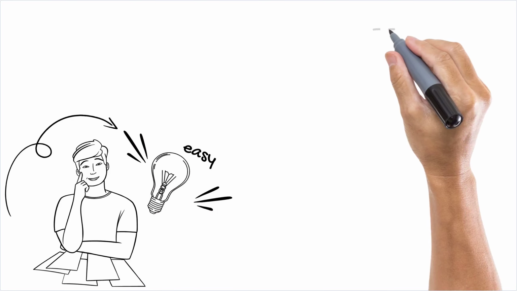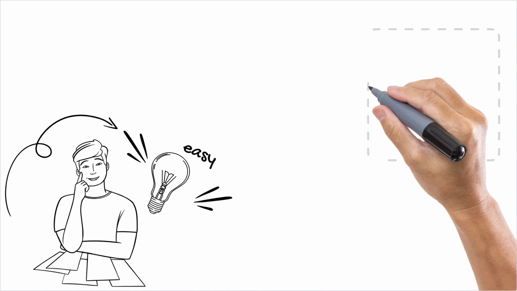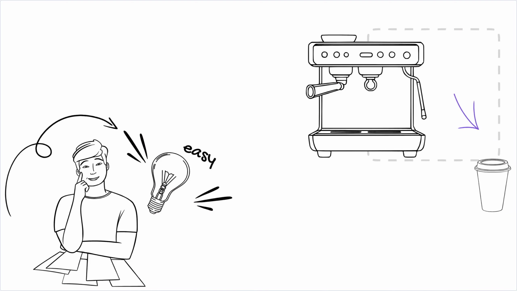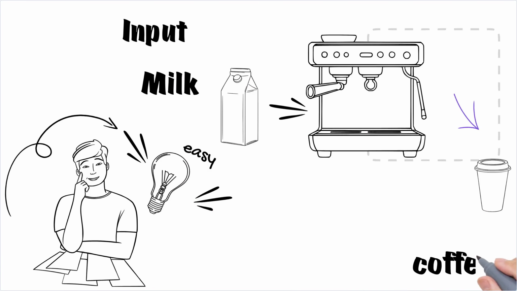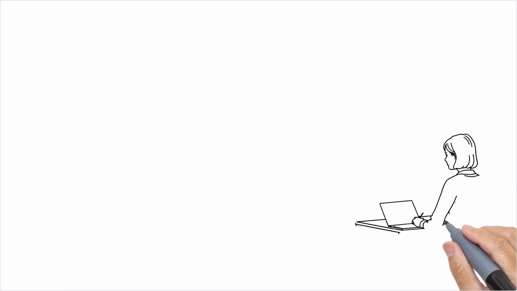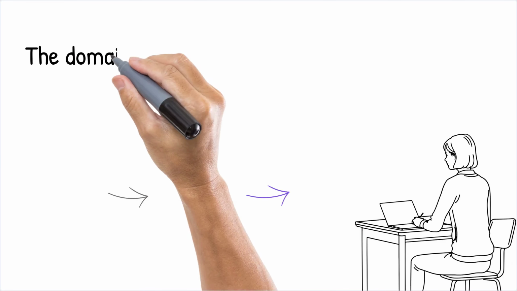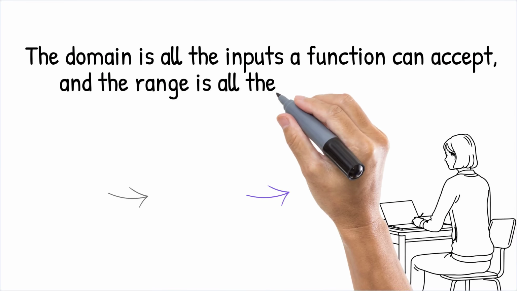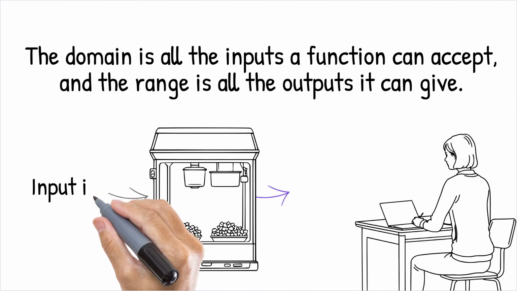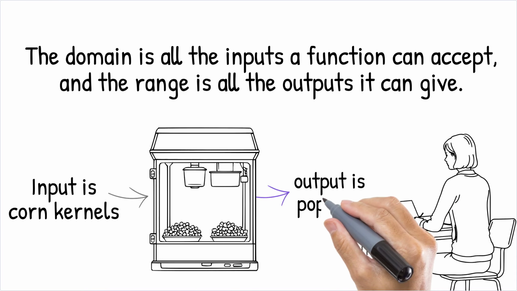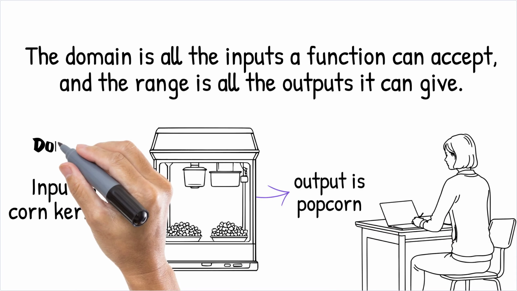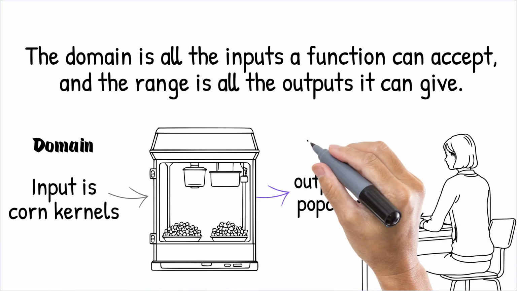A function is like a machine that takes an input, does something to it, and gives you an output. For example, imagine a coffee machine. So the input is milk, and coffee is the output. The domain is all the inputs a function can accept, and the range is all the outputs it can give. Consider the popcorn machine. Input is corn kernels, and the output is popcorn. Input is domain. Output is range.